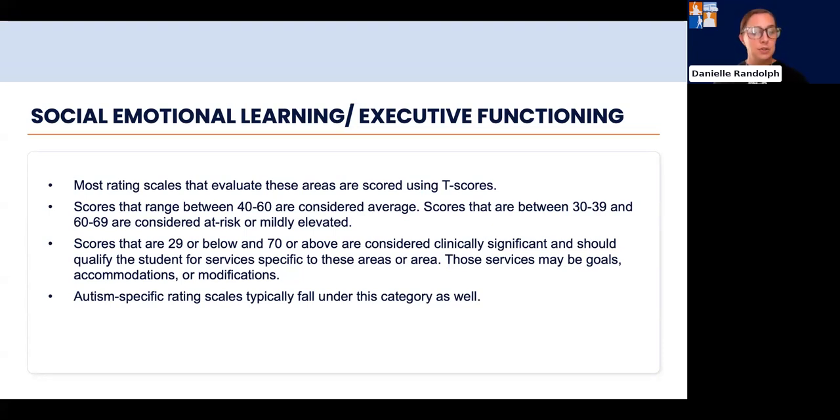Autism-specific rating scales also fall into this category. A lot of times we're using rating scales that are going to have T-scores. Sometimes you'll see standard scores as well, which we went over at the beginning. But again, same thing applies. Is this in the average range? Anything outside that average range, 1 to 2 standard deviations below average or above average, is really where we get concerned and we know that they need some services.